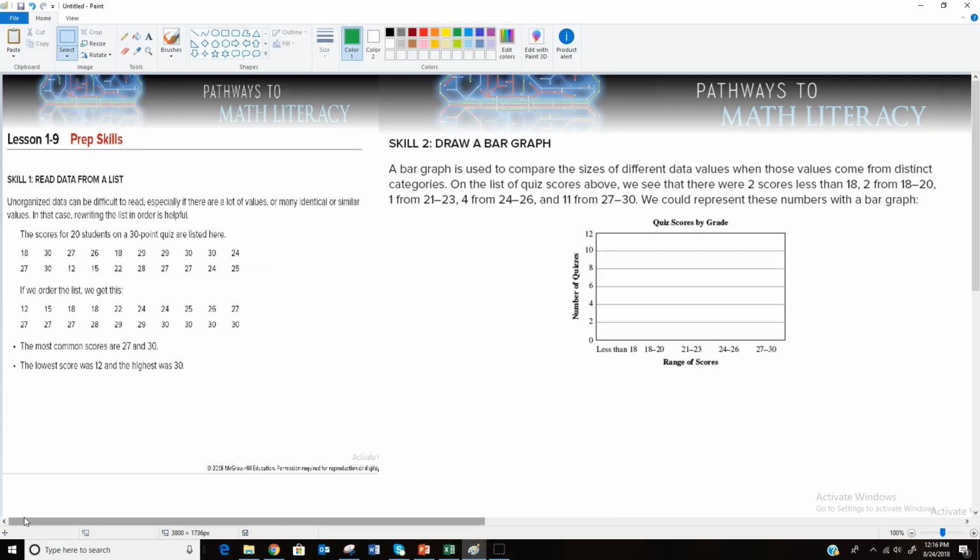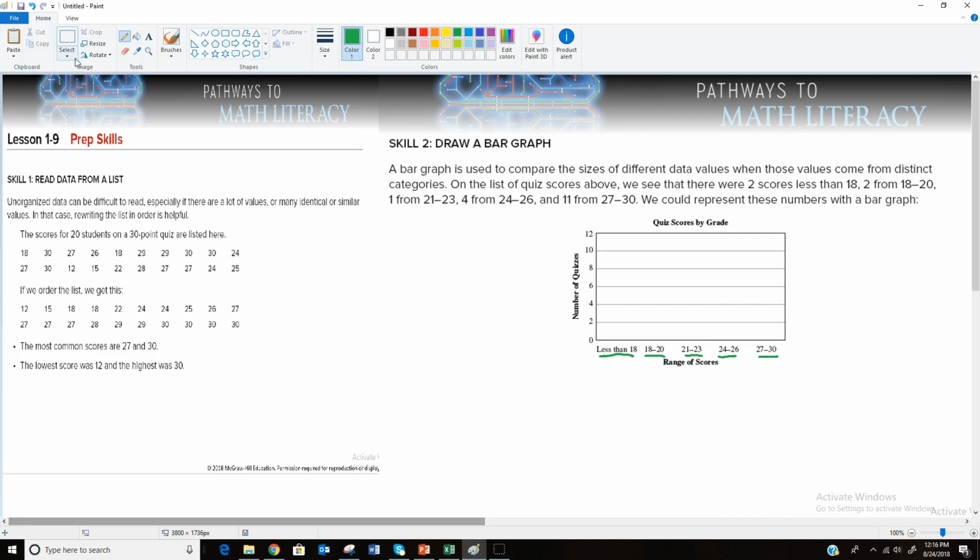So with the next slide, or the next skill, they're wanting us to take this data that we had in this list, it's not even in a table, and put it into a bar graph. So represent it pictorially with this bar graph. So they've already given us the categories. They have a less than 18, 18 to 20, 21 to 23, 24 to 26, and 27 to 30.